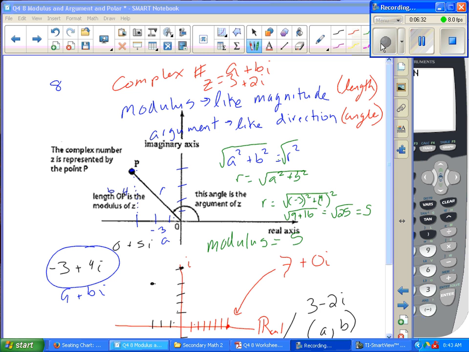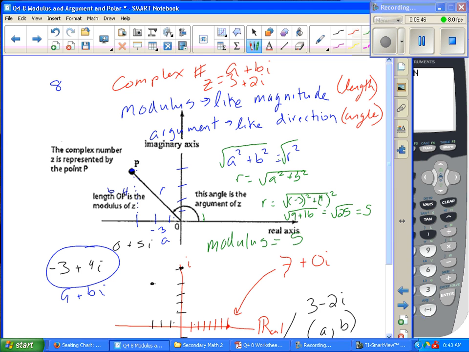Now to get the argument, like in vectors, it was the direction, and you found the direction by finding the angle. So when you find the angle, you find it from the positive x-axis. So from here to here, that entire angle, whatever that is going to be, is the argument. Now, I can just look at that and know it has to be greater than 90 degrees, but also less than 180 degrees.